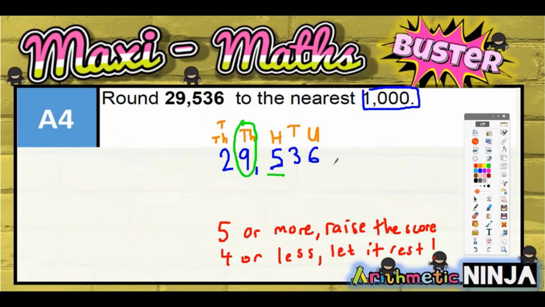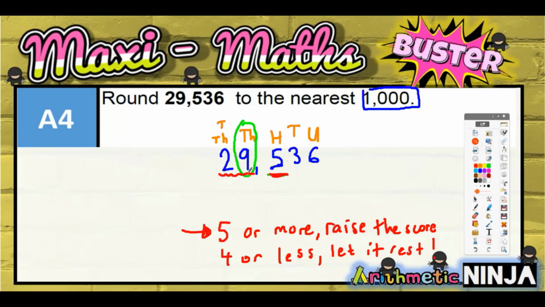So let's have a look at what we've got to do then. It is 5, and that fits into the first category, 5 or more. So we need to raise the score on the 9. Now, what you can't do is raise the 9 to a 10. That doesn't work. So if it's a 9, you need to think about what that 9 actually is. That 9 is coming from 29, so almost think of it as 29.